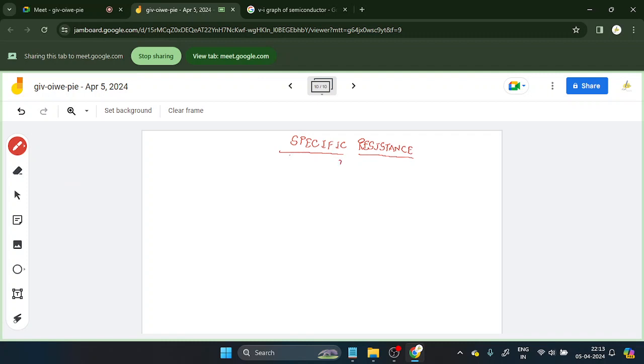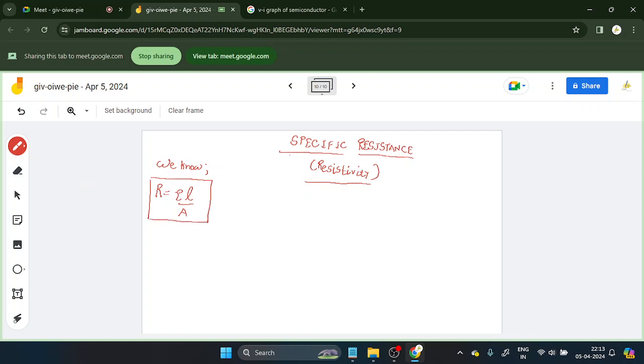It is also called, the second name is what? The resistivity. Very good. Resistivity, denoted by the symbol rho. So what is resistivity or specific resistance? Let me tell you. The formula is R equals rho L by A. We discussed this formula. R equals rho L upon A. This was the formula.